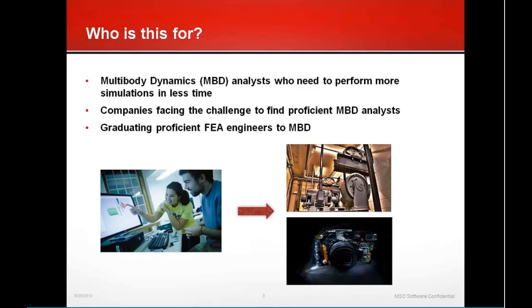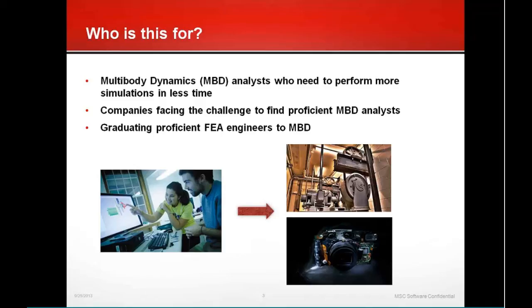So who is it for? As I mentioned, multi-body dynamics analysts. Certainly, the proficient ones realize quite a bit of value from this from a productivity standpoint, creating very complex systems, including discrete element belts, cables, chains. That process is made much more efficient through Machinery.